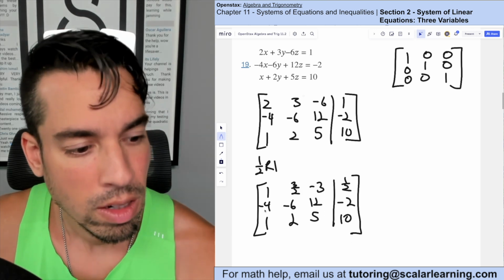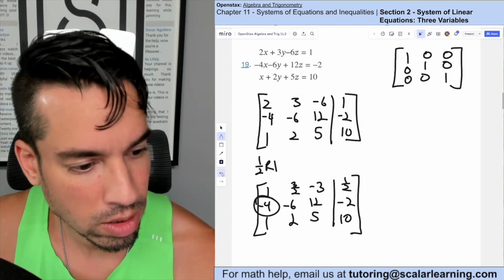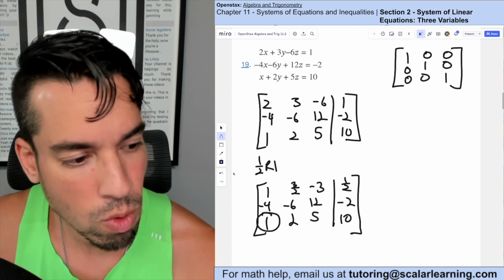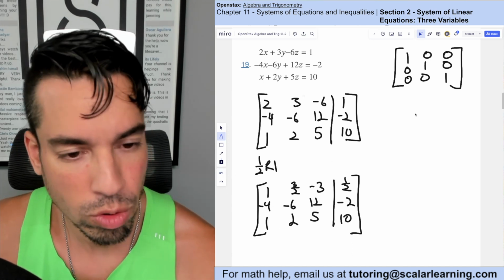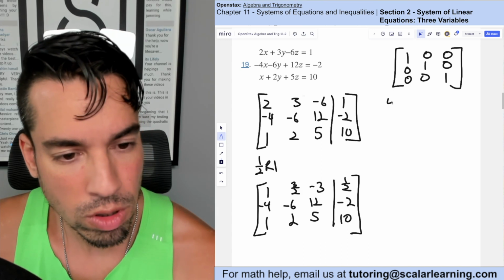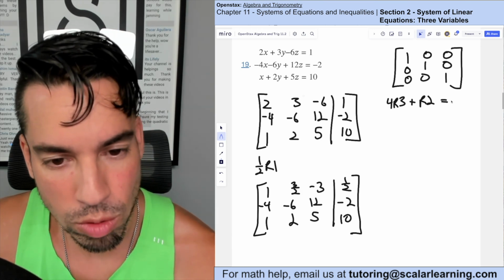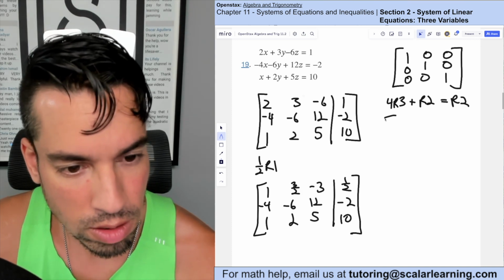Okay, cool. Now I want to flip this one to 0. So what I'm going to do is multiply row 3 by 4 and add it to row 2. So we're going to say 4 times row 3 plus row 2 is equal to the new row 2. So we'll kind of symbolize it like that.